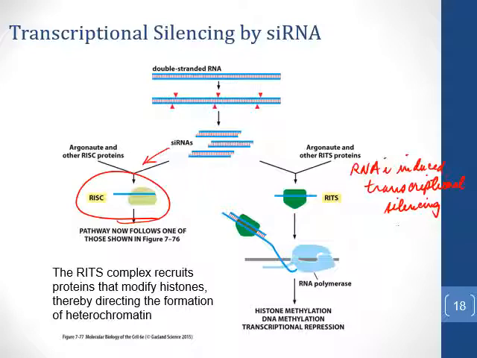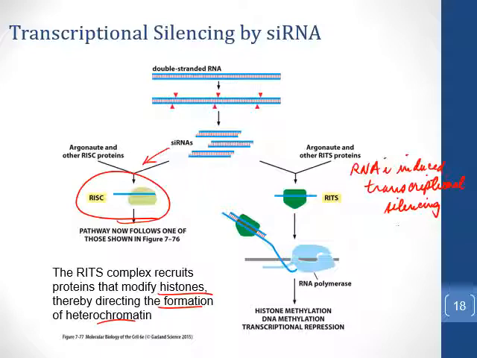In this case, what happens amazingly is that as RNA polymerase is transcribing a gene and making the RNA, this RITS complex, which contains now a single-stranded short interfering RNA, binds to this new nascent RNA. And when it does that, it recruits proteins that modify histones and direct the formation of heterochromatin. Now that's pretty amazing, because we know what happens in heterochromatin. If it's heterochromatin, then we can no longer get transcription because we have tight packing of the DNA.